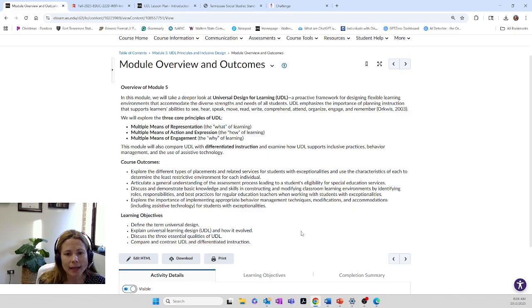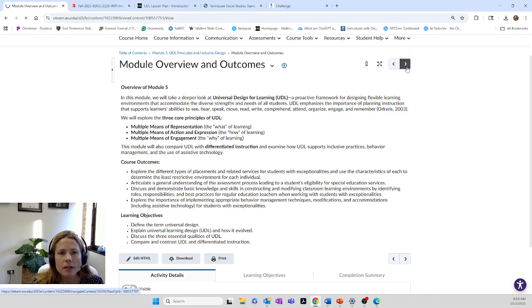We're going to explain what UDL is and how it's evolved. You're going to discuss those three essential qualities, which we talked about, those three core principles: means of representation, means of action and expression, and then means of engagement. And then lastly, you should be able to compare the difference between UDL and differentiated instruction and how they're used in the classroom.